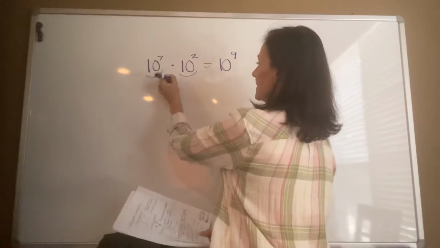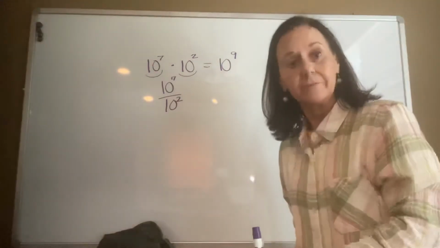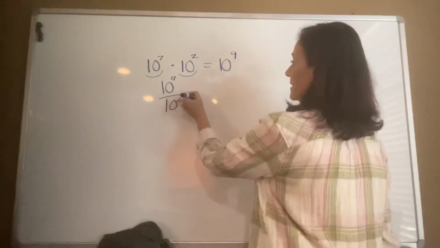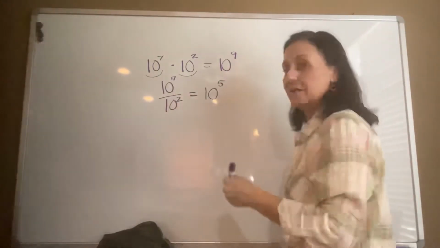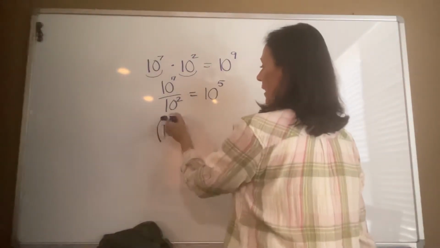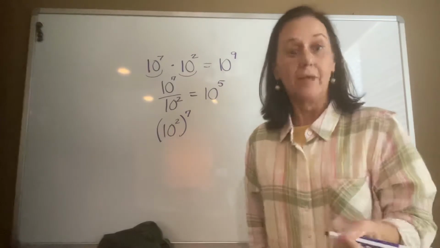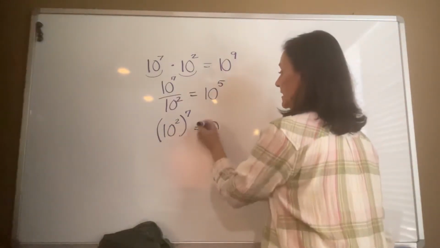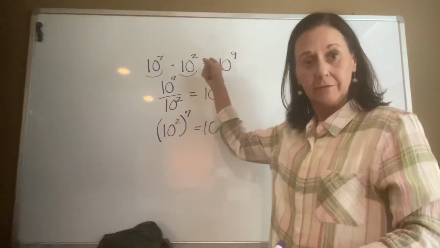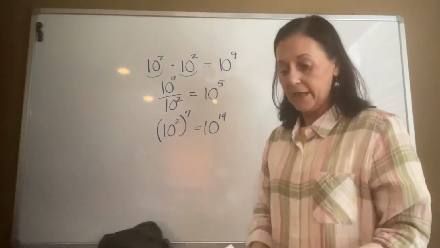What if I had 10 to the 7th divided by 10 squared? That's division. When I divide and I have the same base, I subtract the exponents. That's 7 minus 2, 10 to the 5th. What if I had 10 squared raised to the 7th power? A power raised to a power, we multiply. So it's 2 times 7, 10 to the 14th. So remember, multiplication is addition, division is subtraction, power to a power is multiplication.